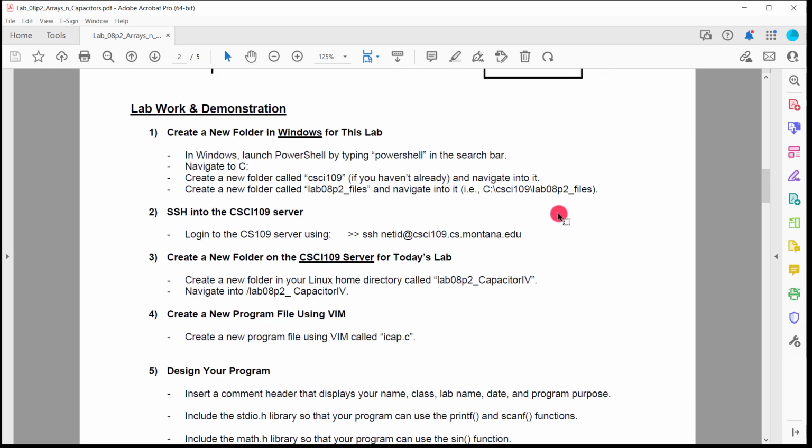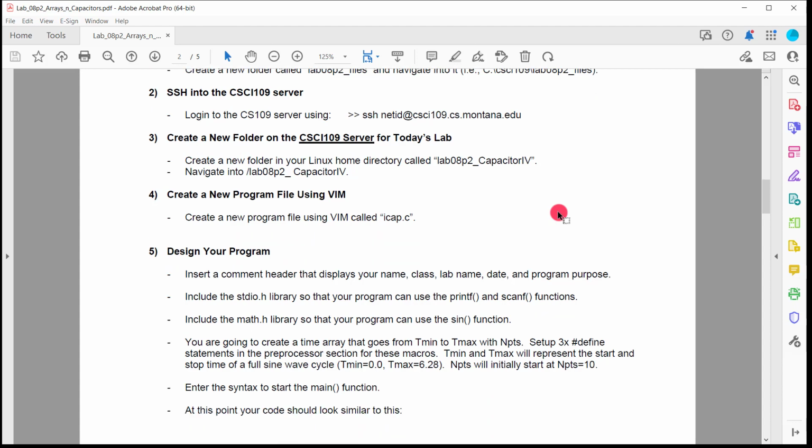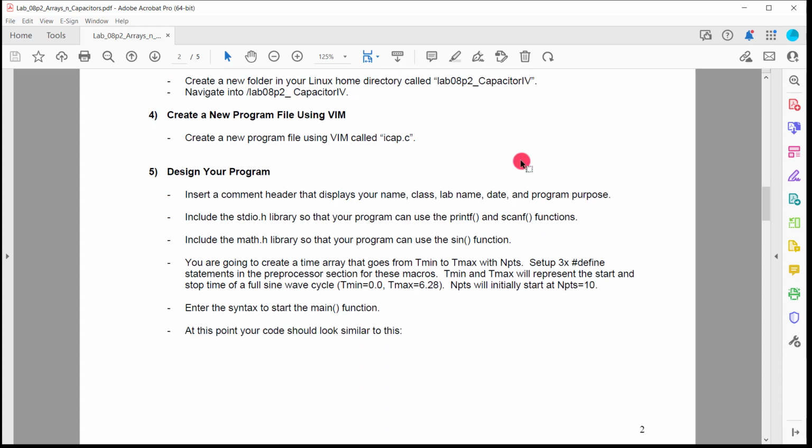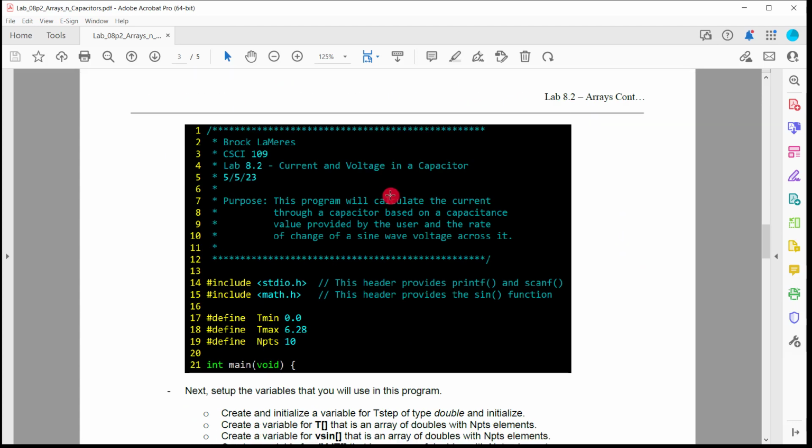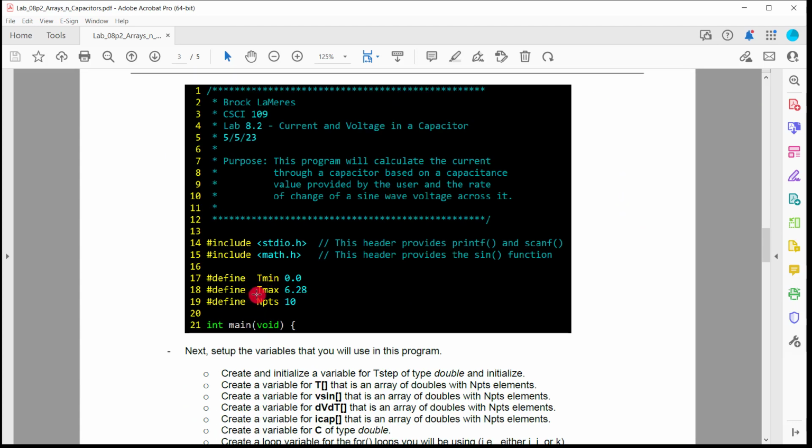You're going to create your folders on Windows for today. You're going to log in, create your folders for the lab on the Linux server. Your source code is going to be called ICAP. And what you're going to do is set up some pound-defined macros to set the minimum and maximum time for one cycle of a sine wave, which is 0 to 6.28.